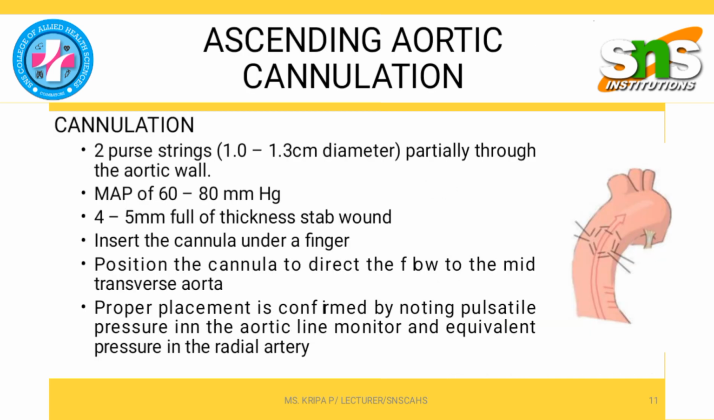Ascending aortic cannulation. For this cannulation, two purse strings are partially inserted through the aortic wall, with mean arterial pressure of 60 to 80 mm Hg. Make a 4 to 5 mm full thickness stab wound, insert the cannula under a finger, and position the cannula to direct the flow to the mid-transverse aorta. Proper placement is confirmed by noting the pulsatile pressure in the aortic line monitor and equivalent pressure in the radial artery.